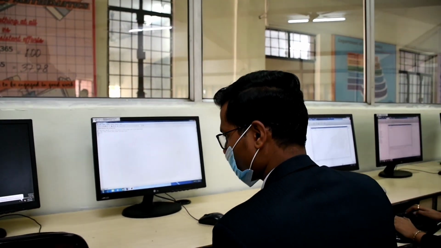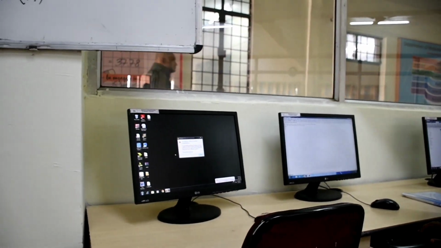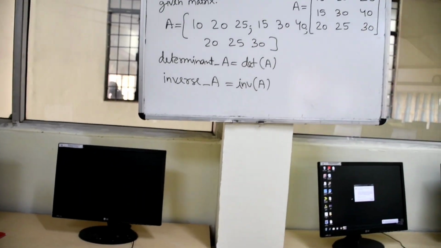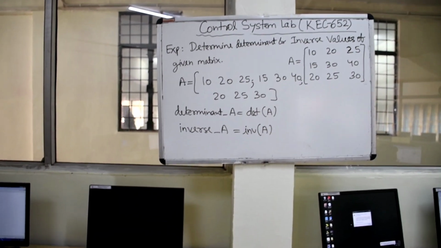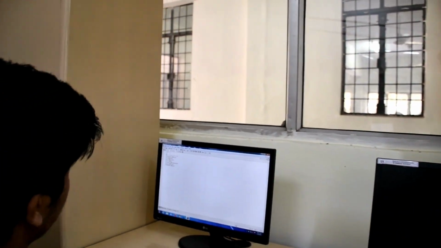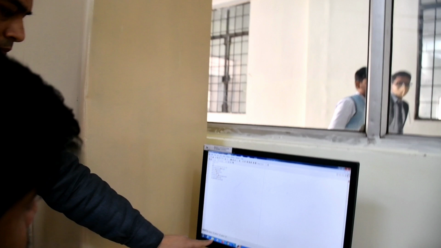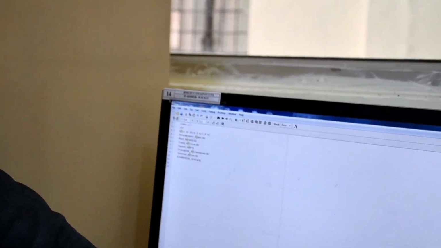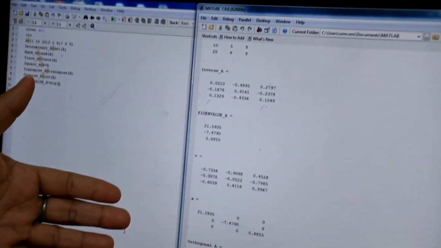determinant_A is equal to det of capital A, and the output of the program is in the command window. Here is the output of the program being run by this student.